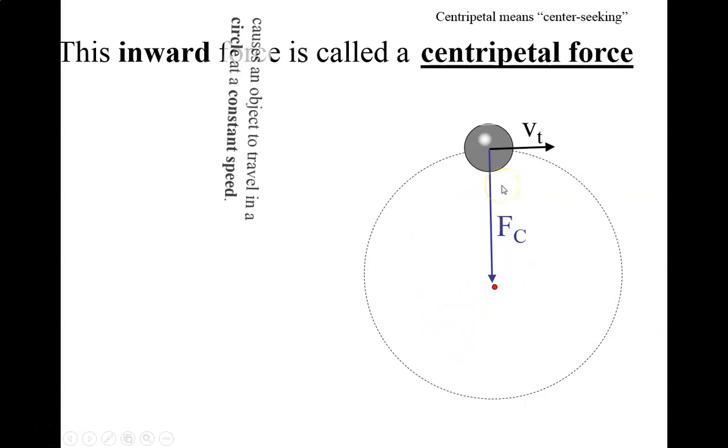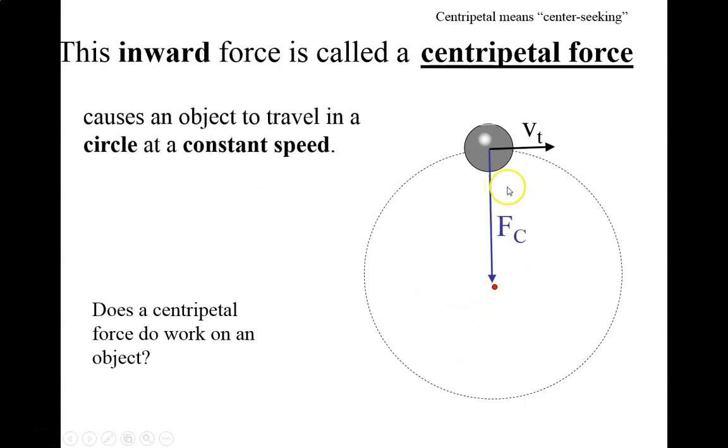The centripetal force is always perpendicular to the tangential velocity, and it always is pointed to the center of the circle. The centripetal force does not do work, and that might be a test question. The centripetal force does not do work on an object because it's always perpendicular to the motion. It doesn't change the velocity; it only changes the direction.